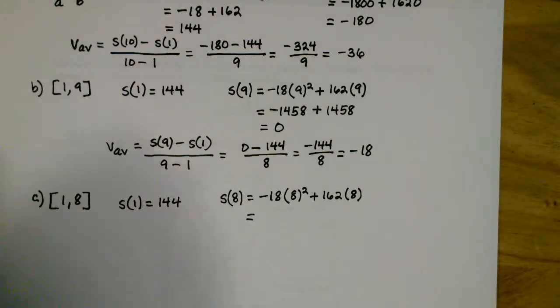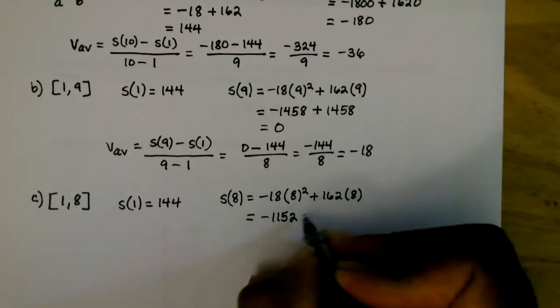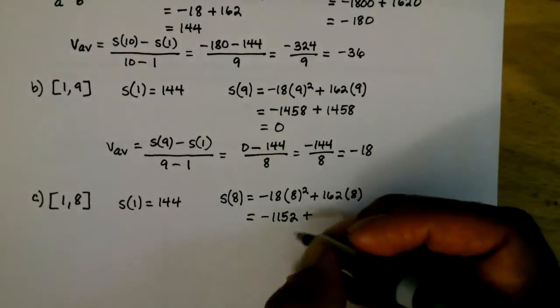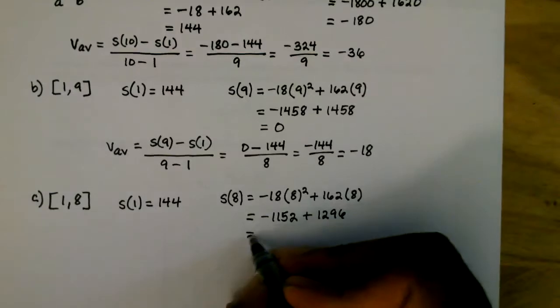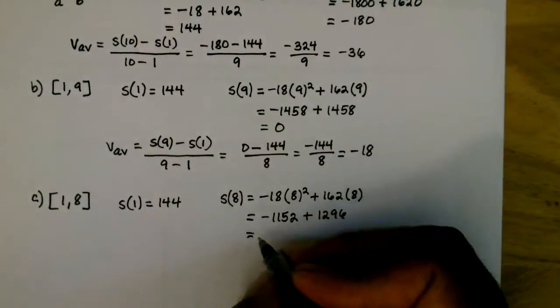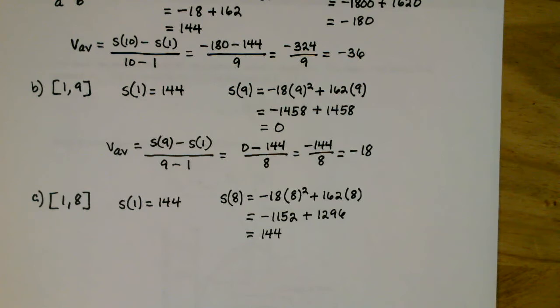All right, so let's see, negative 18 times 8 squared would be negative 1152. Plus 162 times 8, that would be 1296. So if I take negative 1152 plus 1296, that would give me 144. So S of 8 would be 144.